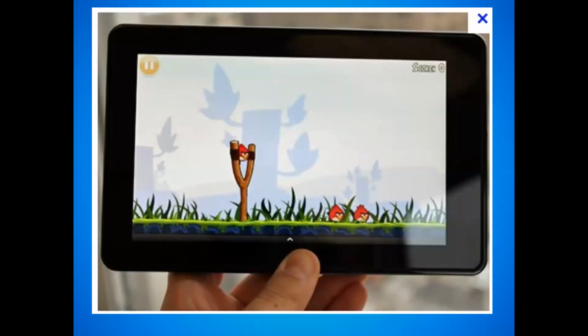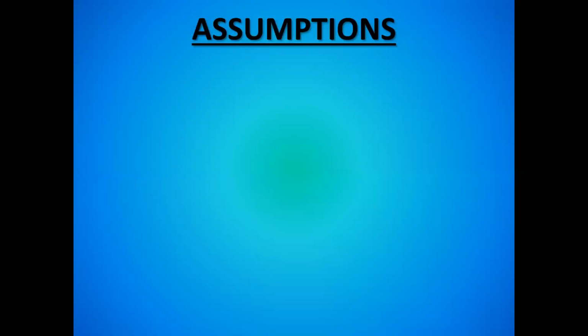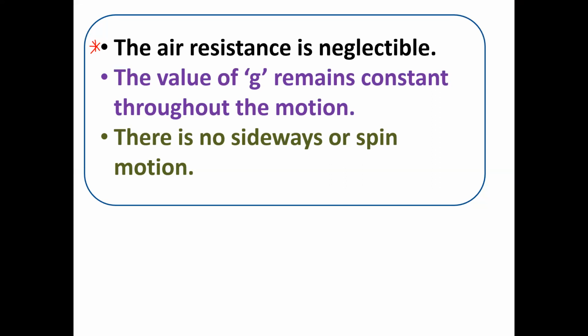This is an example, and the football is a good example of that. Now, as usual, in every physics topic, there are some assumptions to standardize the formulas. So now give the heading, assumptions. The all-time famous assumption, which is always there: the air resistance is negligible. The value of g remains constant throughout the motion, and there is no sideways or spin motion. But the first assumption is very important. You have to copy this screen.